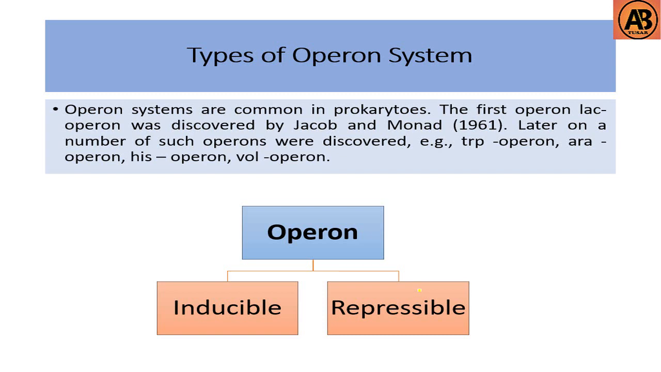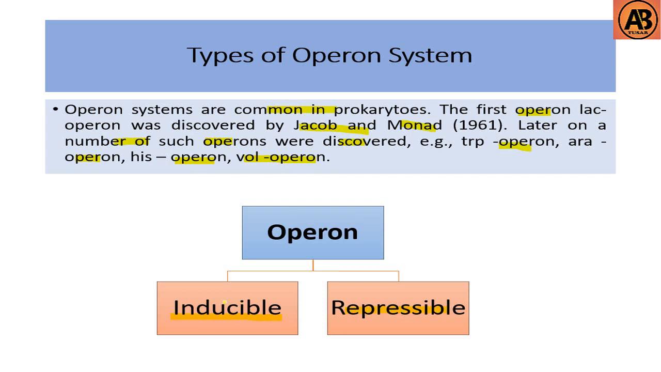Let's move to the operon system. Operon systems are common in prokaryotes. The first operon, Lac Operon, was discovered by Jacob and Monod in 1961. Later on, a number of such operons were discovered such as Trp Operon, Arg Operon, His Operon, Val Operon, etc. We know that operon is of two types, inducible and repressible.